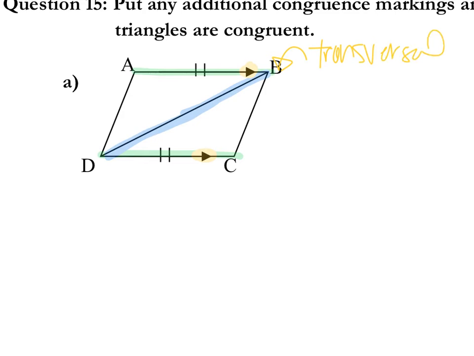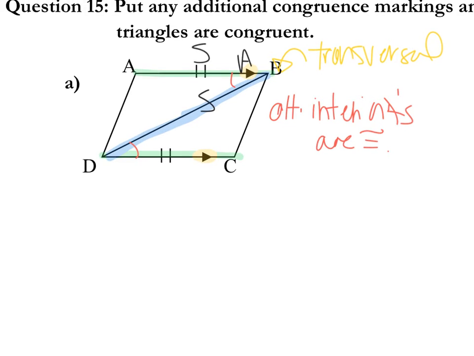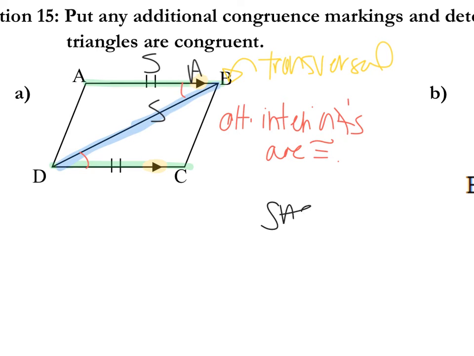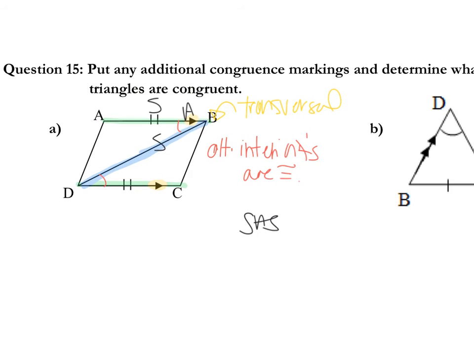So what do we know about parallel lines? That when you have alternate interior angles, they are congruent. So alternate interior angles are congruent. Okay, and now I'm going to go ahead and mark. So I have a side, angle, side. So you could prove this congruent by SAS.